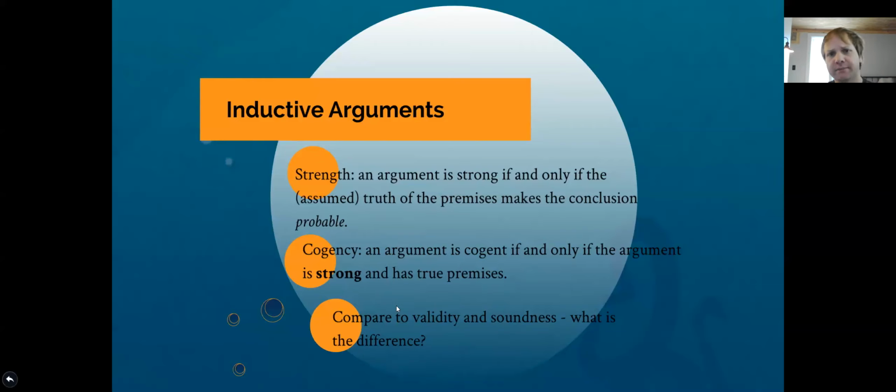Cogency looks a lot like soundness. Soundness, recall, says that the argument in question is valid and its premises are true, but validity doesn't apply to inductive arguments. And so what we really are going to focus on for cogency is strength. A cogent argument is one that is strong and that has true premises, so that it's very probably the case that the conclusion is true given what we know about the premises. So when it comes to assessing inductive arguments, we are going to focus largely on those features, in particular strength, because strength is going to be the relationship we're most focused on, in the way that we were most focused on validity when it came to deductive arguments.